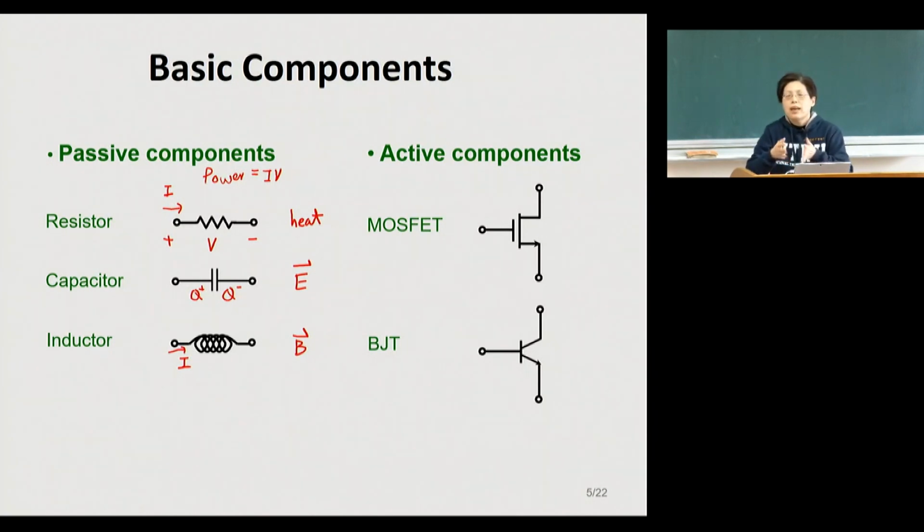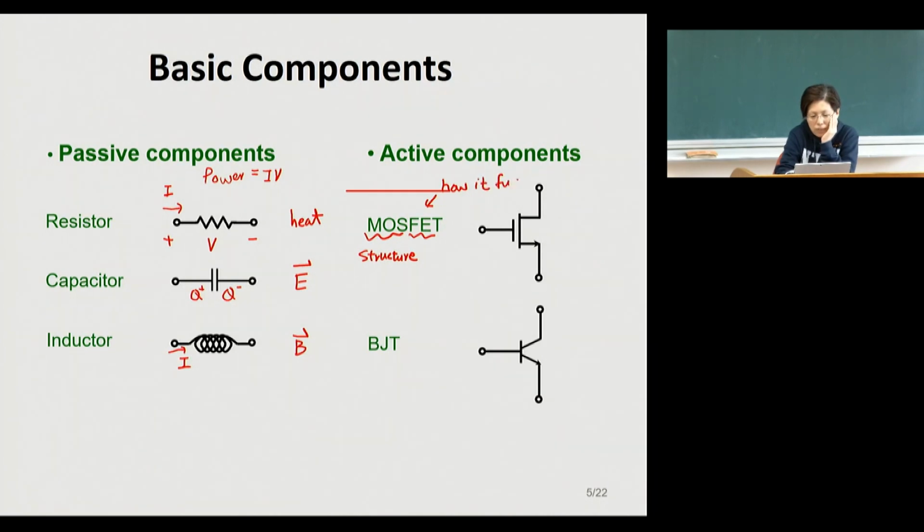Okay, so what I want to talk about is that this is a type of device. MOS is for the structure. So MOS stands for the structure part. If you're interested, you look it up. I'm not going to talk about the details. So metal oxide semiconductor is referring to the structure. And FET stands for how it functions.